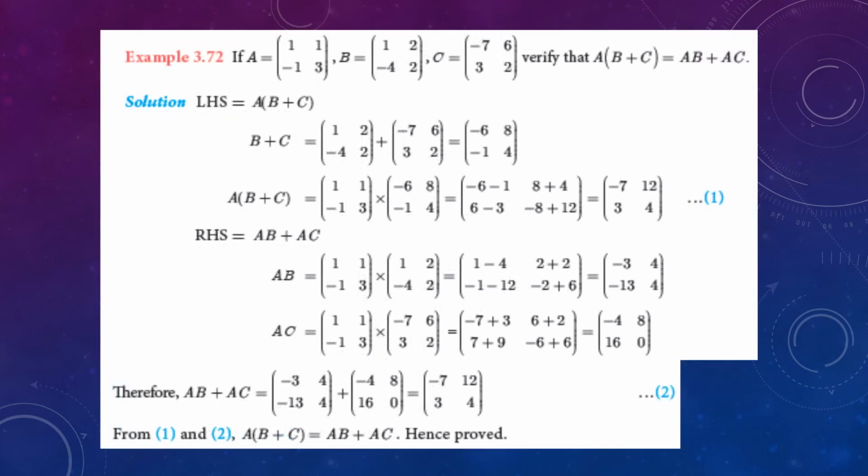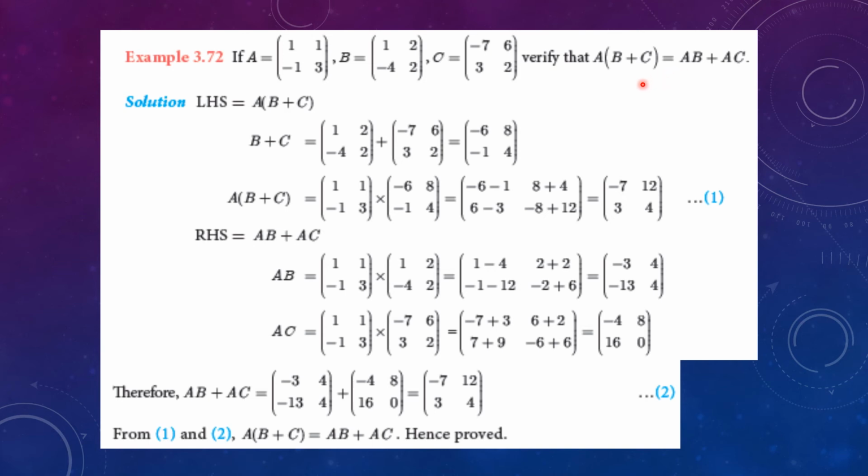Now we are going to see example 72 in chapter 3. Given A matrix, B matrix, C matrix. Verify that A into (B plus C) equals AB plus AC. Here it is not 'show that', only 'verify' is given. So the answer may be equal or may not be equal.